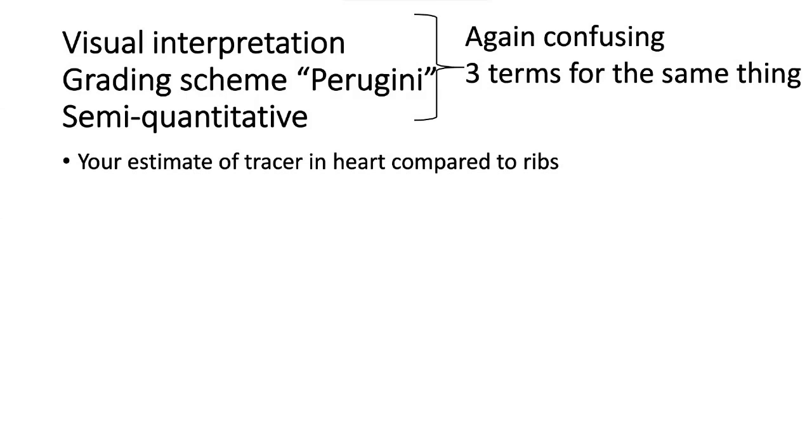When we started doing this, and actually I had someone say to me recently, oh, I hear those scans are really easy to read. Let me tell you, they're not. The more we do, the tougher they get. So grade 0 is no heart uptake compared to the ribs. And we consider that negative for ATTR amyloid.